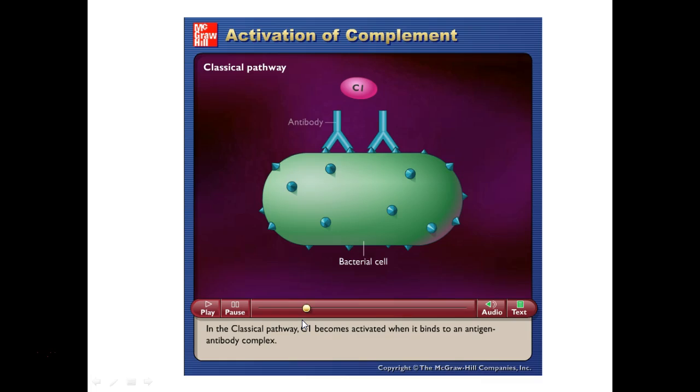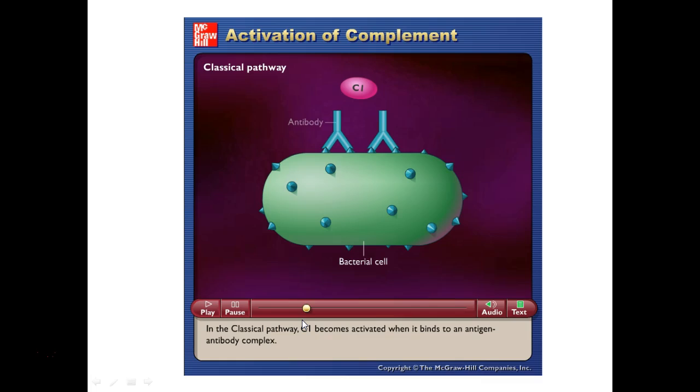So let's talk about that. So first the beginning, right? Classical pathway, antibody binds. And then the proteins in this system, you'll notice they're all labeled C for complement. And then they're numbered, right? And how did they say they were numbered? In the order they were discovered. So does that mean the order in which they're activated in this cascade?